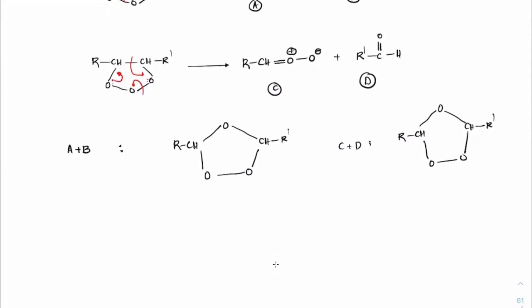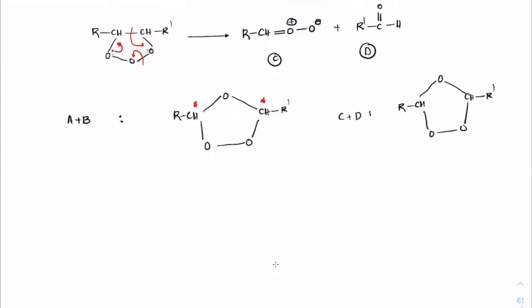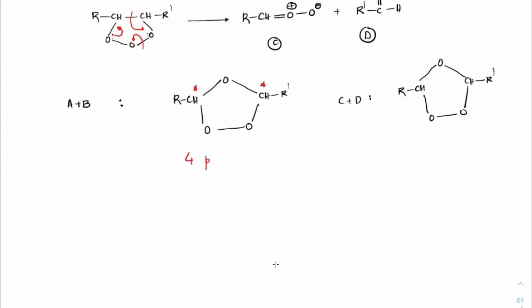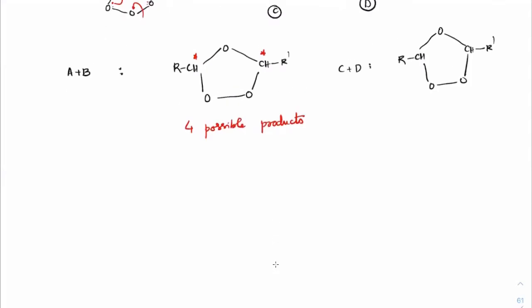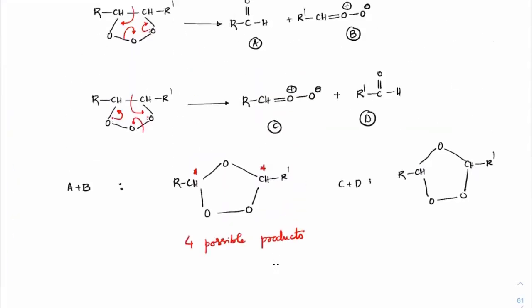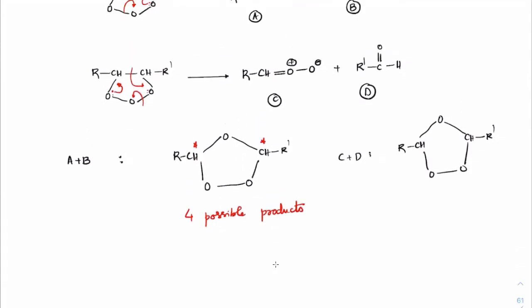Clear? But these two have chiral centers, which means it will give the same ozonoid, but it will have two chiral centers. Clear? So A plus B combination or C plus D combination, structurally they will give you same, but stereo wise total how many products are possible? We'll get four possible products. Correct? Everybody understood that?